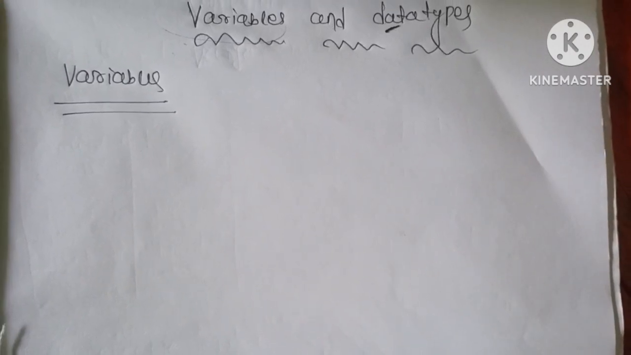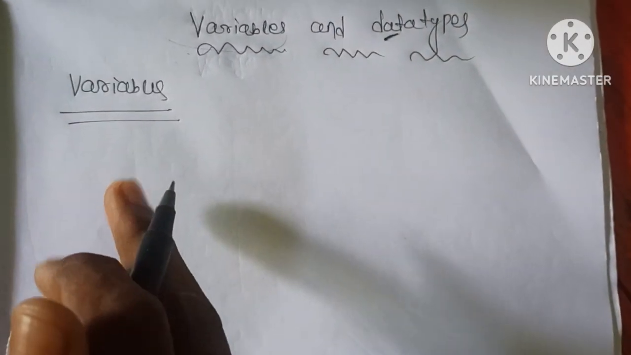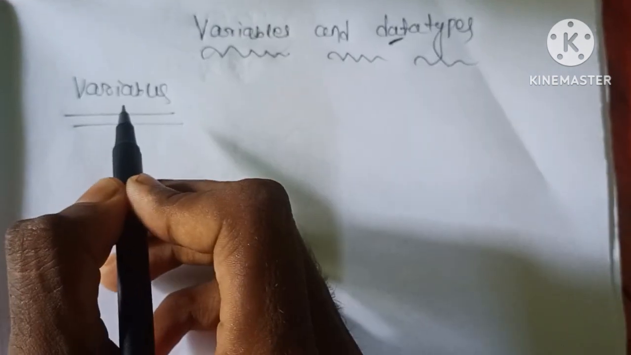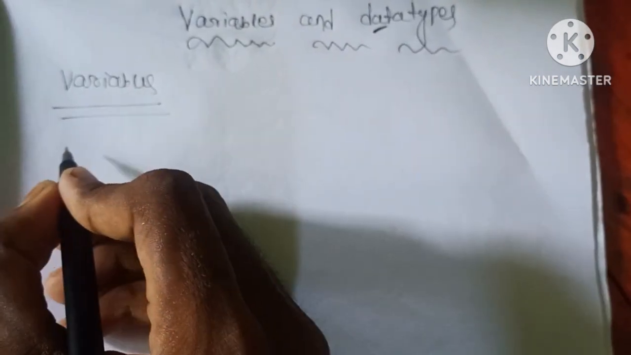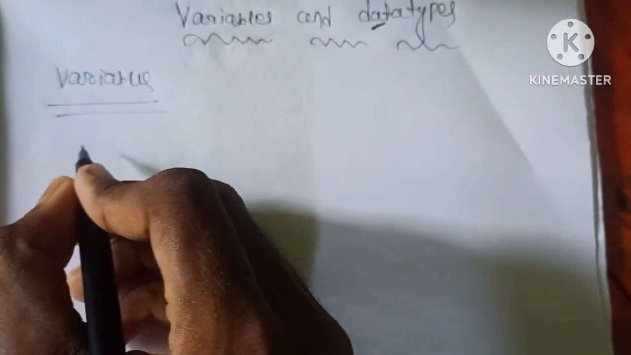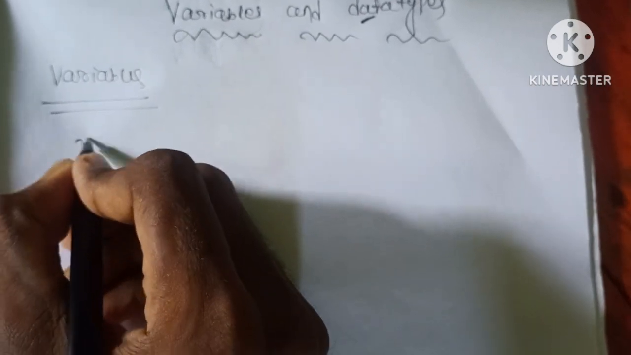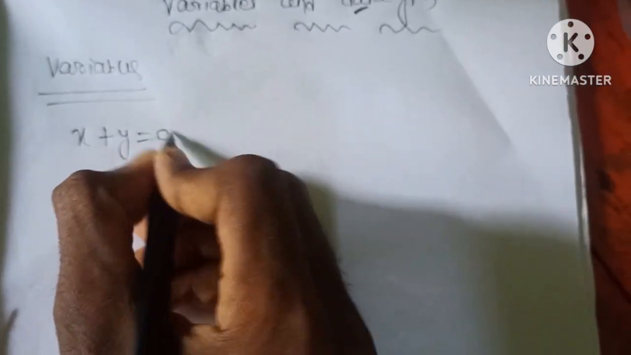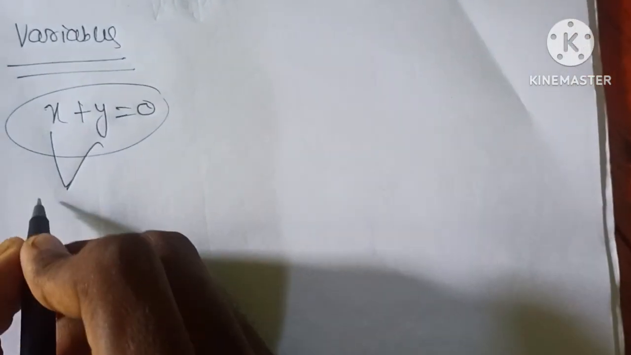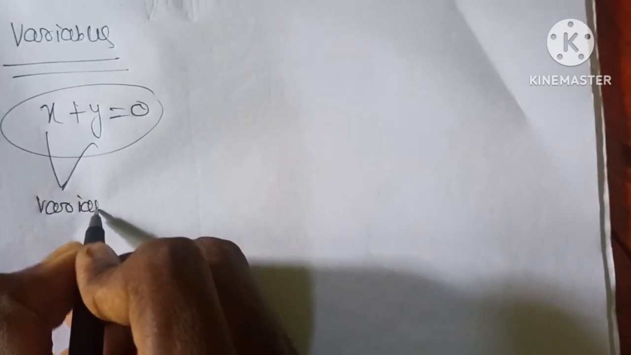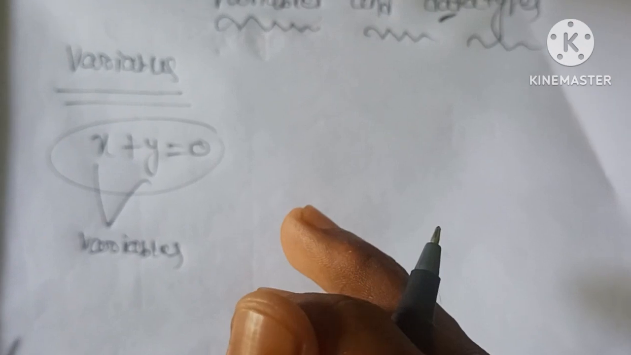Why do I say that? Because you all are studying in mathematics, what is a variable? In our mathematics there is one chapter, linear algebra, where we write some equations. Let x plus y equal to 0. This is a linear equation, yes or no? So in this equation x and y are what? Variables. Okay. Similarly, in our programming world, a variable is nothing but the name of a memory location.